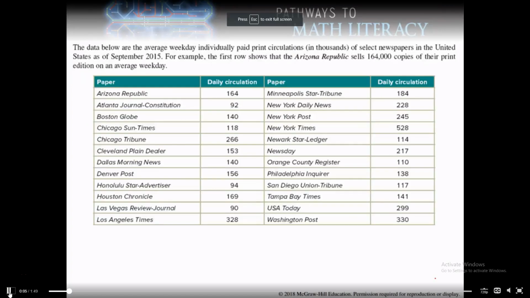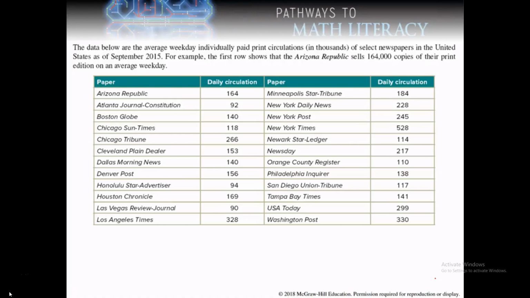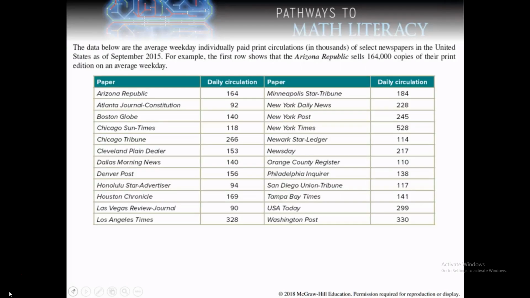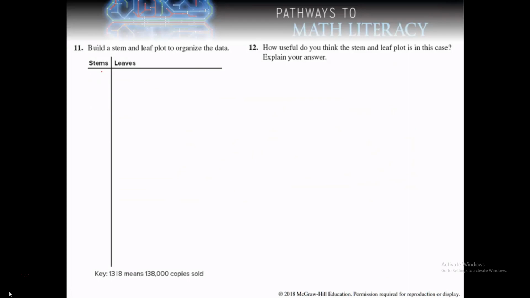Here we have some data about individually paid print circulations in thousands for select newspapers in the U.S. And in number 11, we're asked to build a stem and leaf plot, and we're told at the bottom with the key that the leaves should be the ones digits, so we need the stems to be the 1 or 2 digits before that. Looking at this, we have everything from 90 up to 528, so we're going to have a lot of stems. We're going to have stems from 9 to 52.